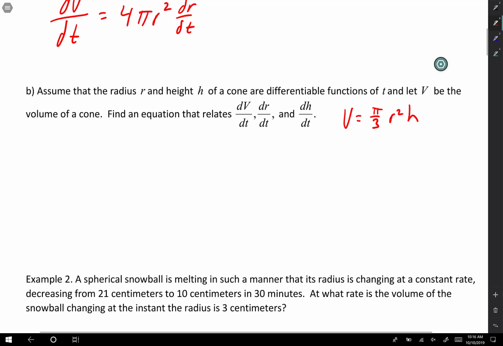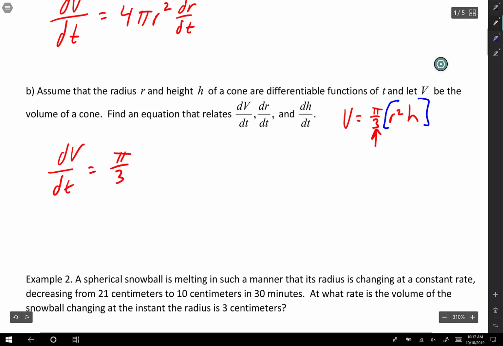So here's what you're going to do. I'm going to take the derivative of everything with respect to time, t. The pi over 3 is a constant. If you choose, you can group it with the r squared. I'm going to leave it alone, guys. So I'm going to do this. It's a constant, so I'm just going to leave it alone, factor it out like that. And I'm just going to focus on the inside. What rule do I got to use when I'm taking the derivative? Product. So dV/dt, here's my pi over 3, which is a constant. You can group it with the r squared if you want. I'm not. I'm going to leave it in factored form.